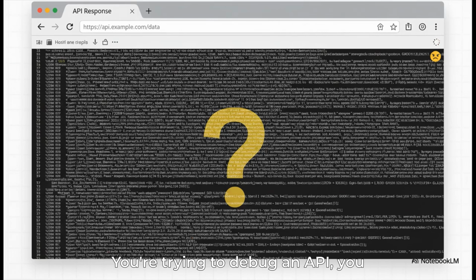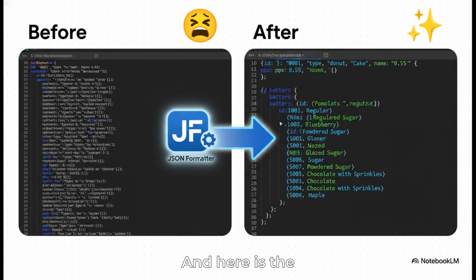Oh, you know this feeling. We've all been there. You're trying to debug an API, you open the response, and boom, you're staring at a giant, unreadable wall of text. Just a single minified line of JSON that scrolls forever. Trying to find anything in that mess isn't just hard, it's a colossal waste of time. And here is the instant fix: JSON Formatter.